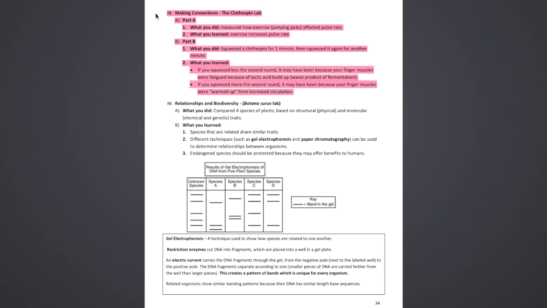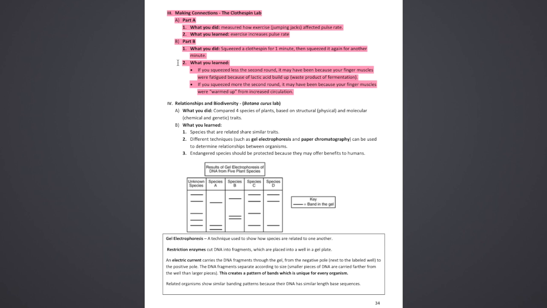3. Making connections. The Clothespin Lab. Part A. 1. What you did. Measured how exercise, jumping jacks, affected pulse rate. 2. What you learned. Exercise increases pulse rate. Part B. 1. What you did. Squeezed a clothespin for 1 minute, then squeezed it again for another minute.